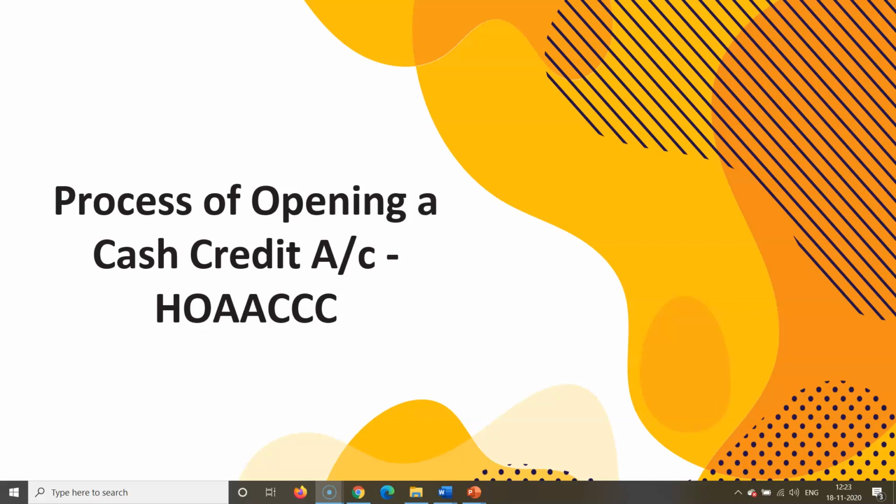So, the process of opening a cash credit account. I hope you know what is cash credit. It is like a running overdraft limit. We give it to business entities so that they can use it for business purposes. There are a lot of transactions taking place: withdrawals, cash deposits, cheque deposits, RTGS, NEFT. This is generally for business entities, right?